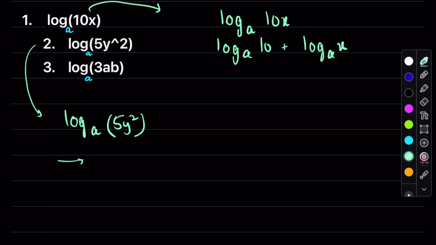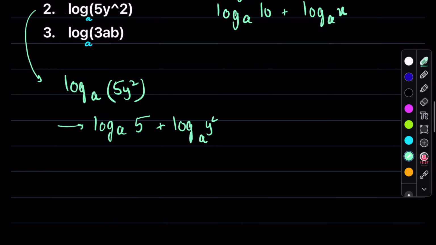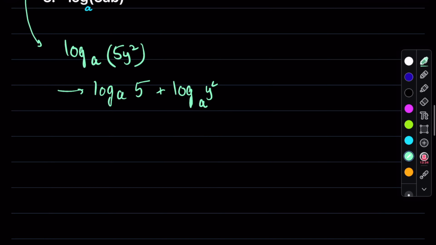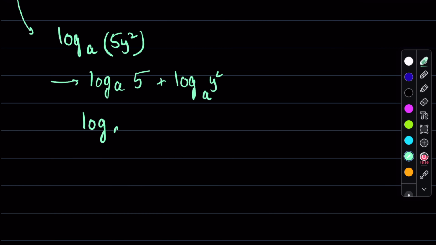Okay, so we can write it as log with the base of a, argument of 5, plus log argument of y square with the base of a. Because 2 is the power of the whole term, which is y, I can shift 2 backwards, so the entire equation becomes log base a, argument 5, plus 2 log base a, argument of y. So this is our final answer.